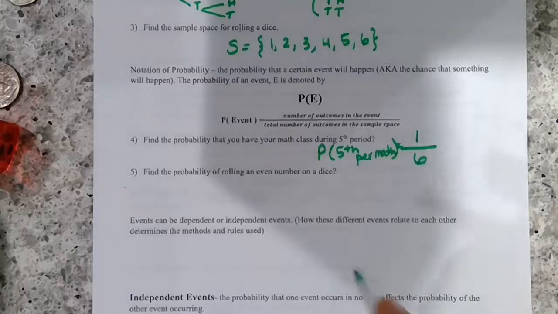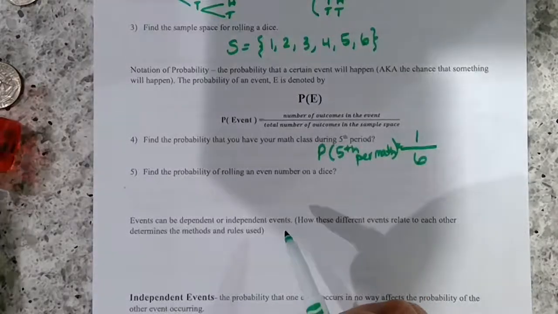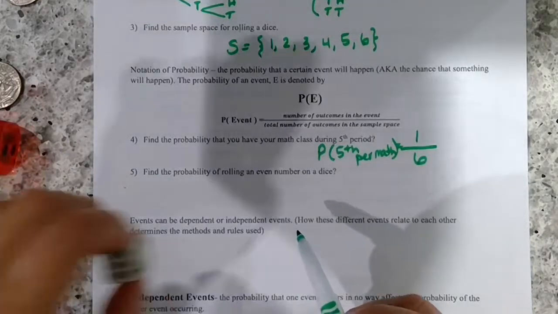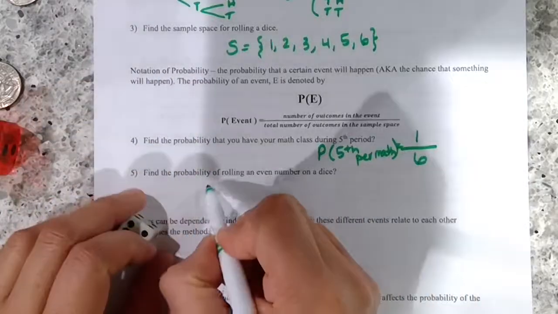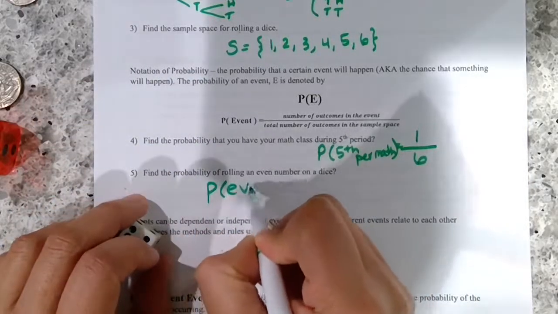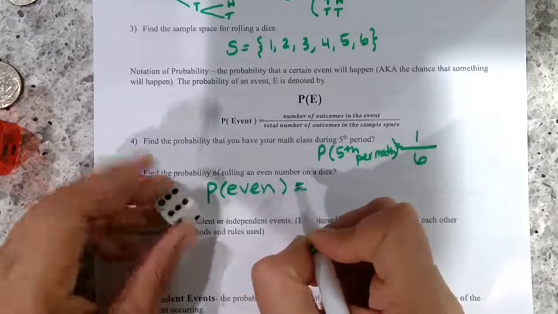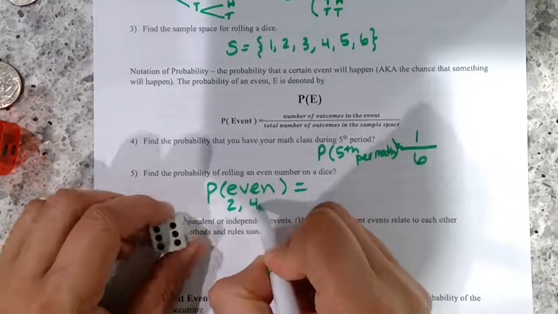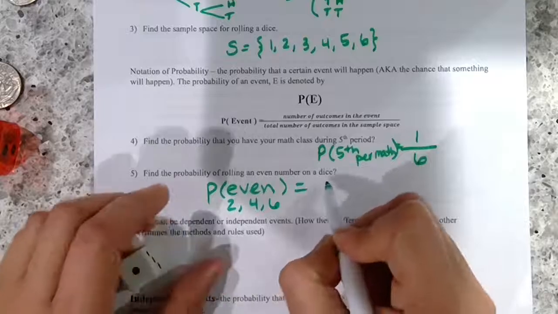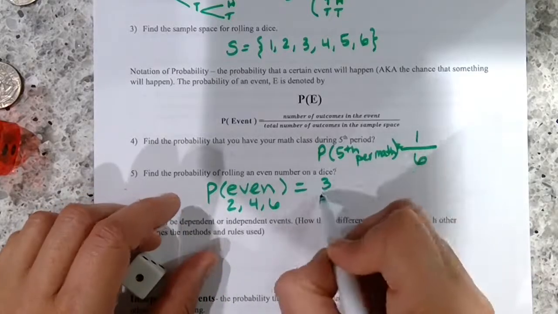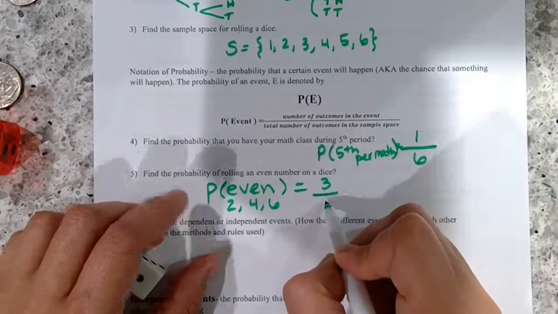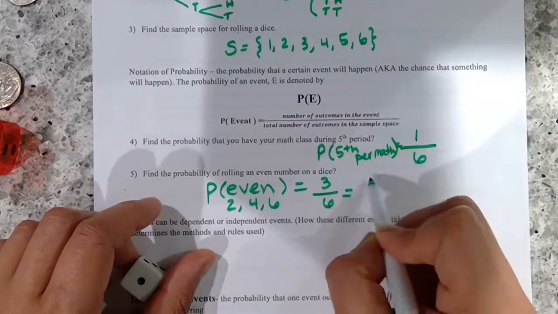All right. Find the probability of rolling an even number. Well, probability of rolling an even number on a dice is you have 2, 4, 6. So 3 out of 6 options. So 1/2.